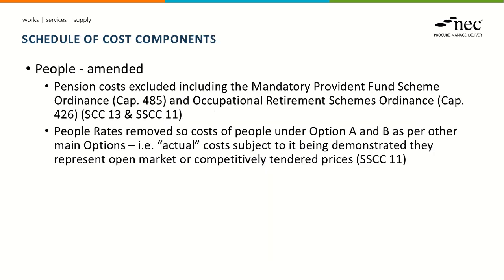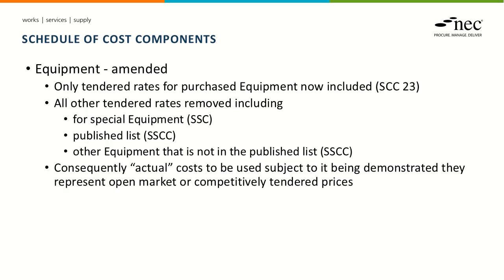In terms of the schedule of cost components, certain pension costs are now excluded, and I've already mentioned about removing the provisions around people rates. In terms of section 2 of the schedule, various amendments have been made in relation to removing provisions around tendered rates for equipment, and consequently, in terms of determining cost, it would be based on actual or sort of the real cost of the equipment being used.